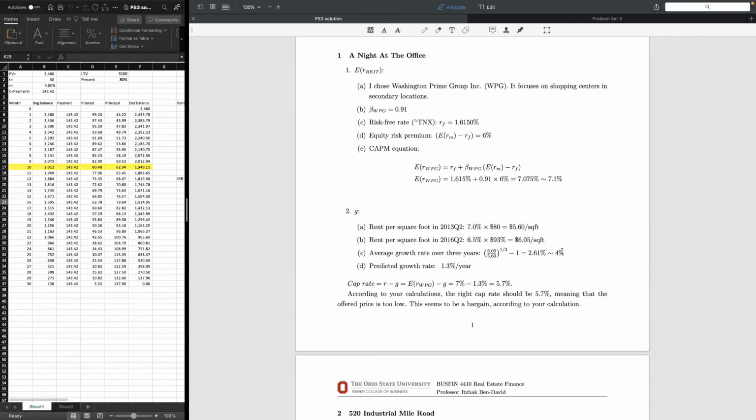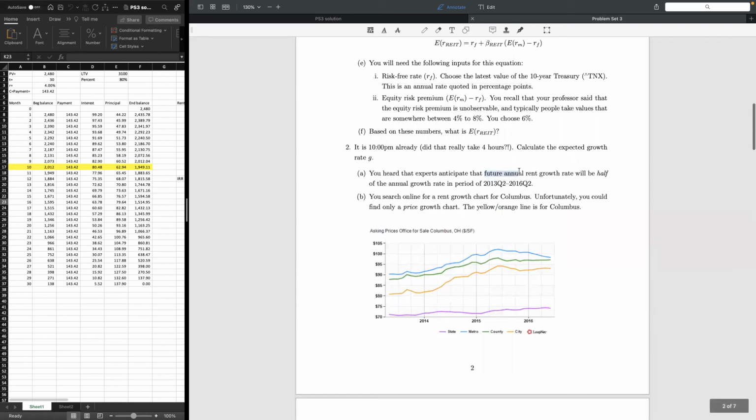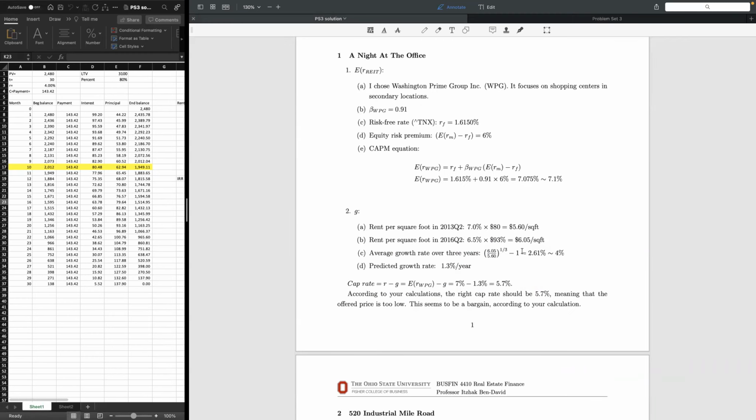Please ignore this 4%. And because the expert says the future annual growth rate will be half of the annual growth rate, after I get 2.something% here, 2.6%, I need to halve it. So the predicted growth would be 1.3%. Some of you forget to halve it, which is gonna be a problem. And if you get too big a number, like around 3% for the growth rate, I would say it's definitely wrong. You must have forgotten to halve it.